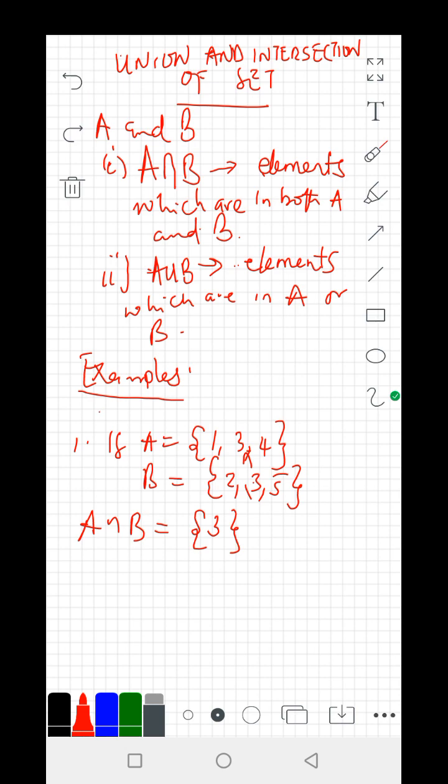And if we are looking for the union, A union B, there are elements of the set which are in A or B. So we have 1, 2, 3, 4, and 5. These are the elements that are in A or B.